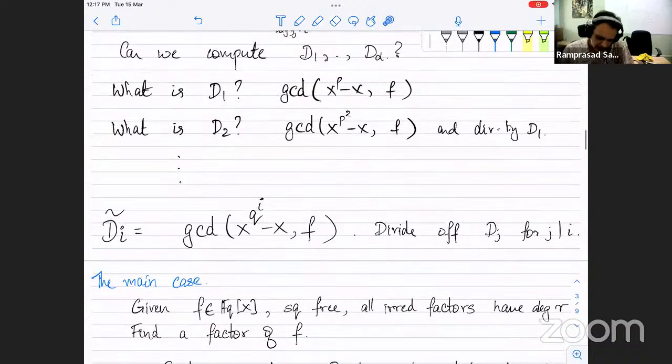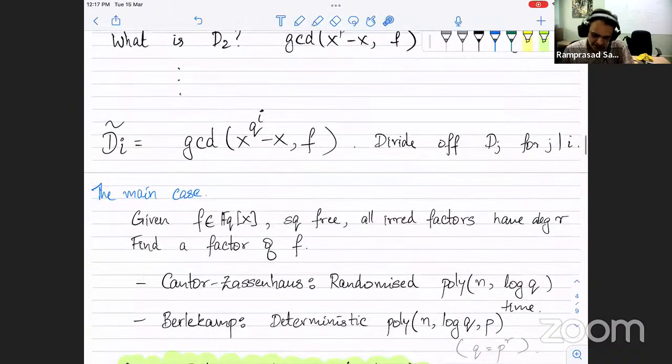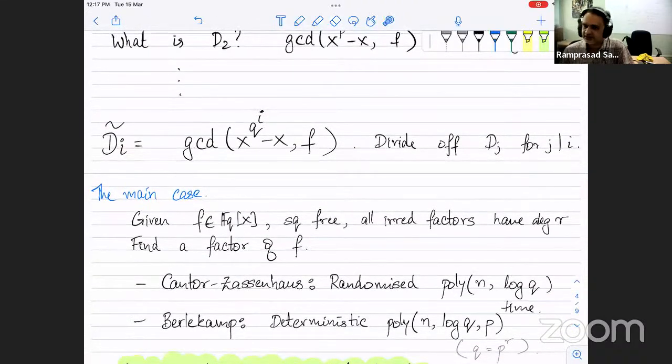It turns out there are two different algorithms for this. One is called the Cantor-Zassenhaus algorithm, which is a randomized algorithm that runs in time polynomial in n and log q, where n refers to the degree of f. It's great in the sense that the running time is the sort of running time we are looking for. It's a fantastic algorithm, except it's randomized, so in that sense it's a little unsatisfactory.